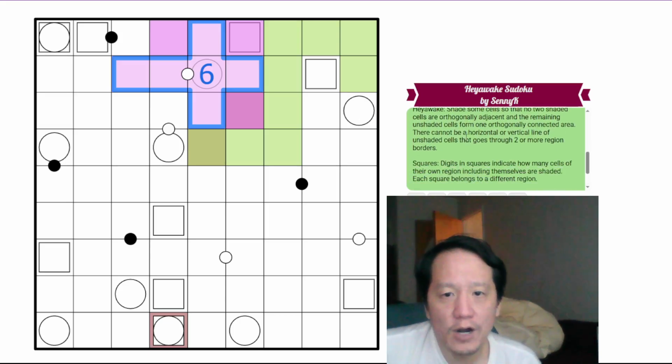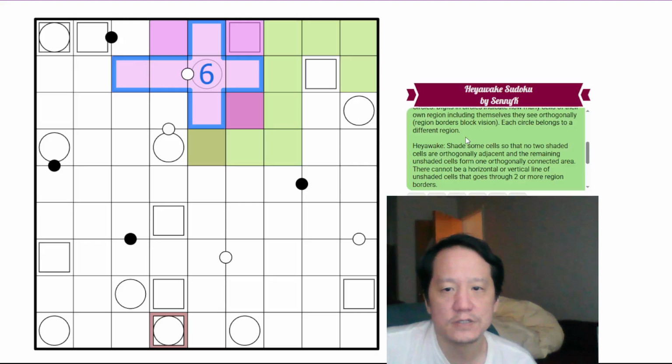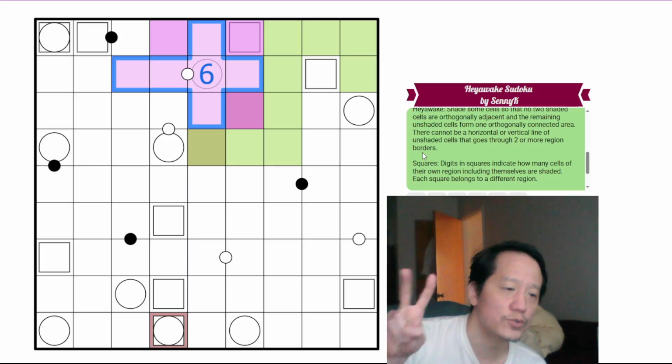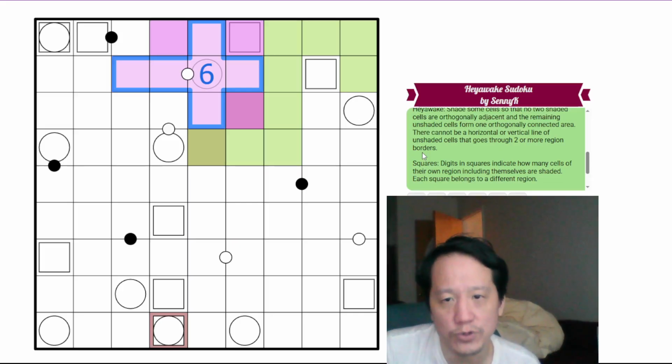We have Heyawake, where we need to shade some cells so that no 2 shaded cells are orthogonally adjacent, and the remaining unshaded cells form one orthogonally connected area. There cannot be a horizontal or vertical line of unshaded cells that goes through 2 or more region borders.